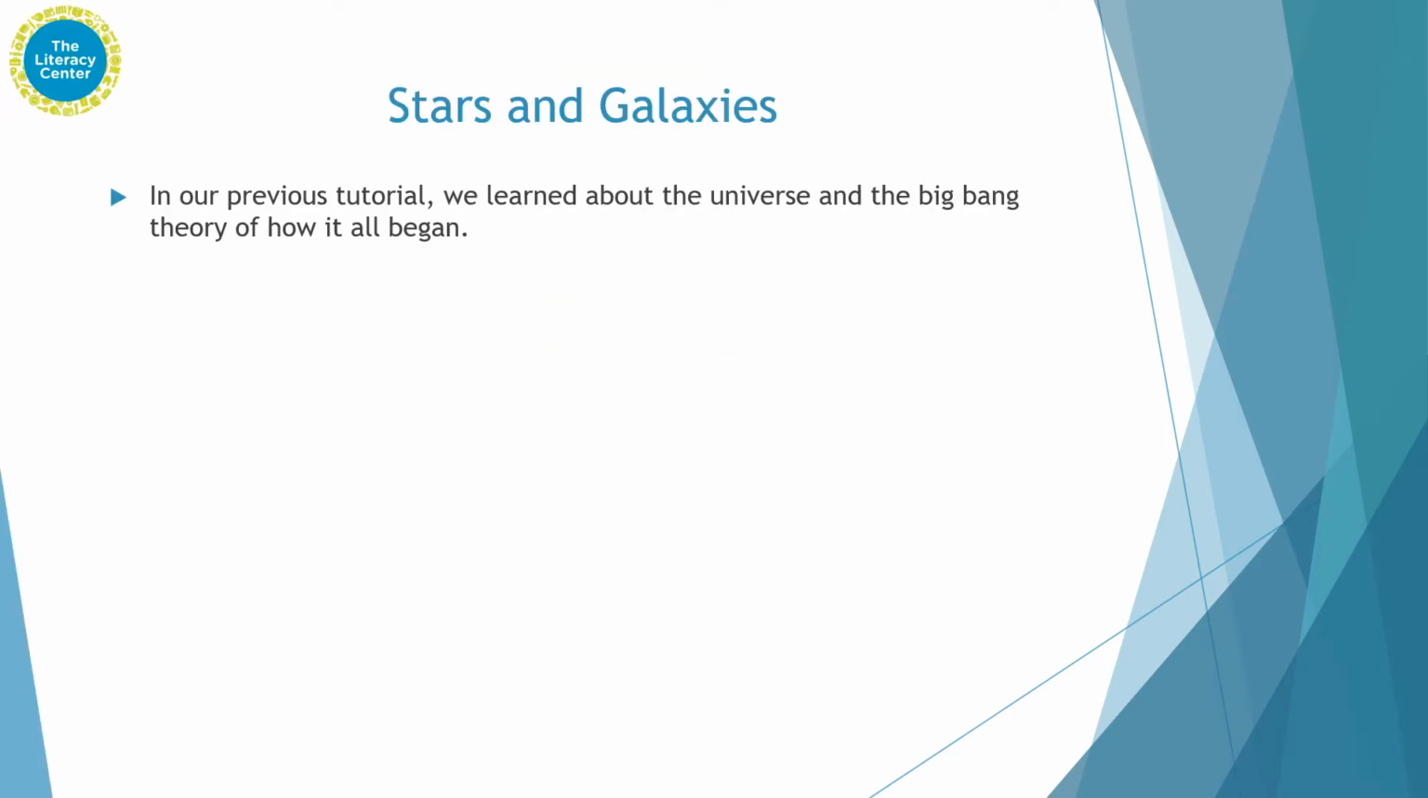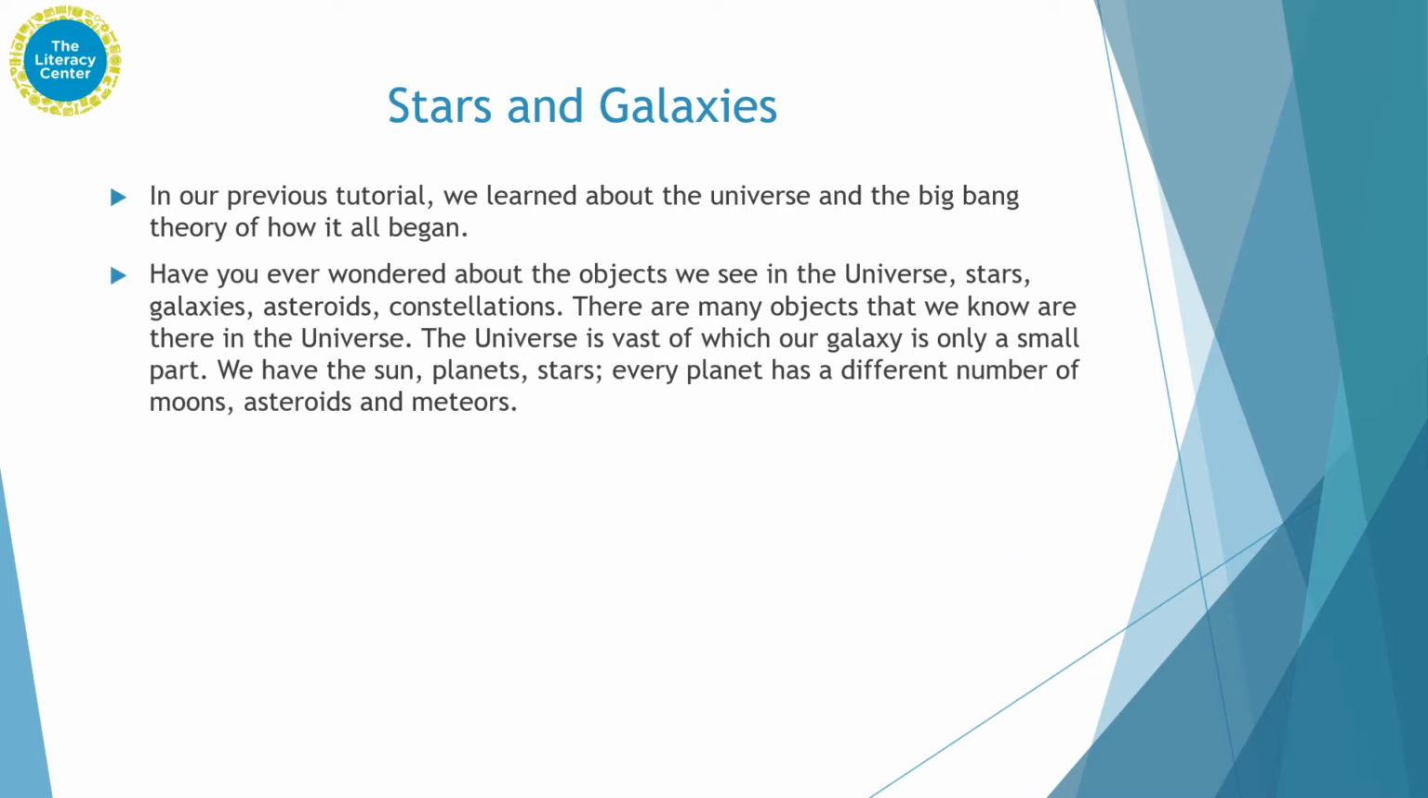In our previous tutorial, we learned about the universe and the Big Bang theory of how it all began. Have you ever wondered about the objects we see in the universe? Stars, galaxies, asteroids and constellations? There are many objects that we know are there in the universe. The universe is vast, of which our galaxy is only a small part. We have the sun, planets, stars. Every planet has a different number of moons, asteroids, and meteors.